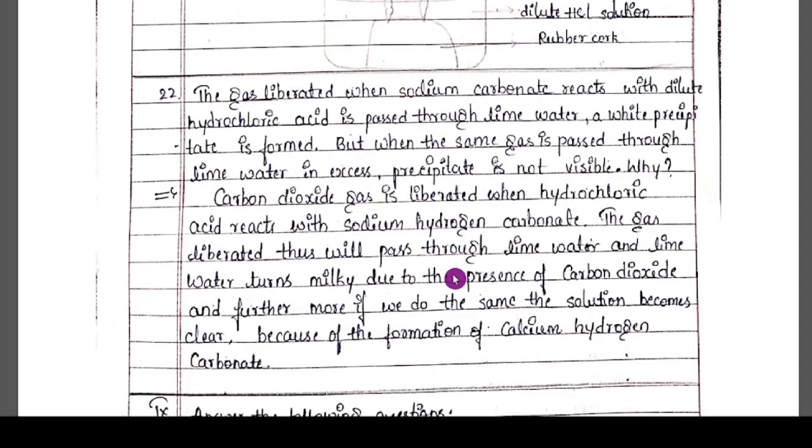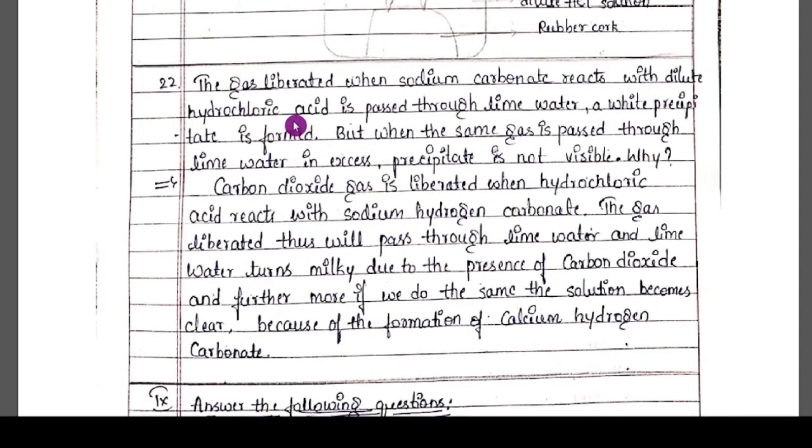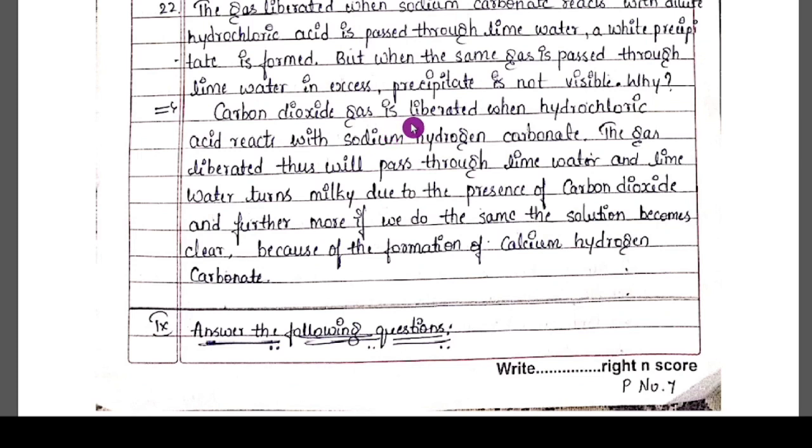22nd question, the gas liberated when sodium carbonate reacts with dilute hydrochloric acid passes through lime water, and a white precipitate is formed. But when the same gas is passed through lime water in excess, the precipitate is not visible. Why? Because carbon dioxide gas is liberated when hydrochloric acid reacts with sodium hydrogen carbonate. The gas liberated passes through lime water and the lime water turns milky due to the presence of carbon dioxide. Furthermore, if we continue passing it, the solution becomes clear because of the formation of calcium hydrogen carbonate.